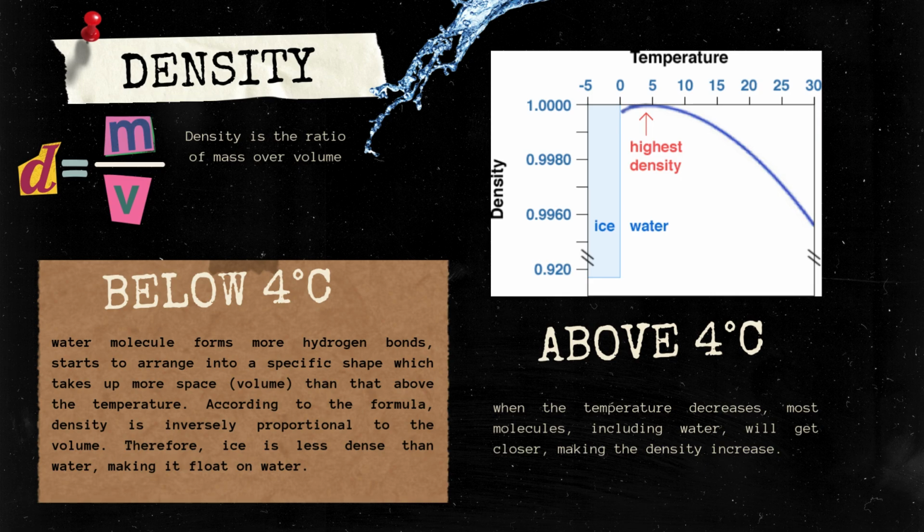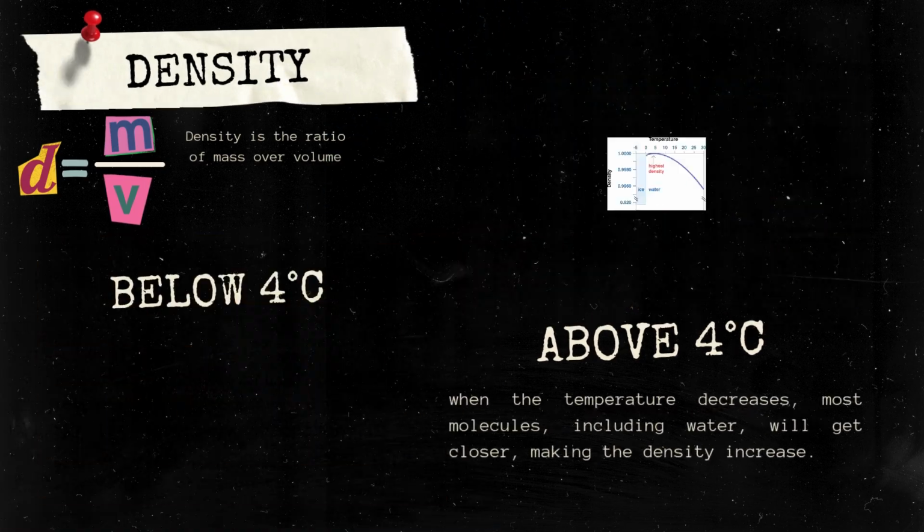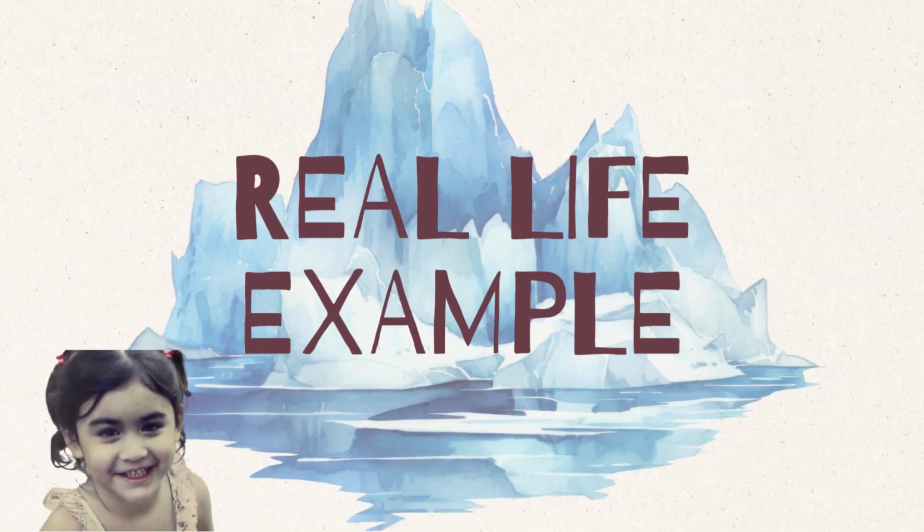Therefore, ice is less dense than water, making it float on water. So as you can see in the picture, it shows the highest density of water, which is at 4 degrees Celsius.